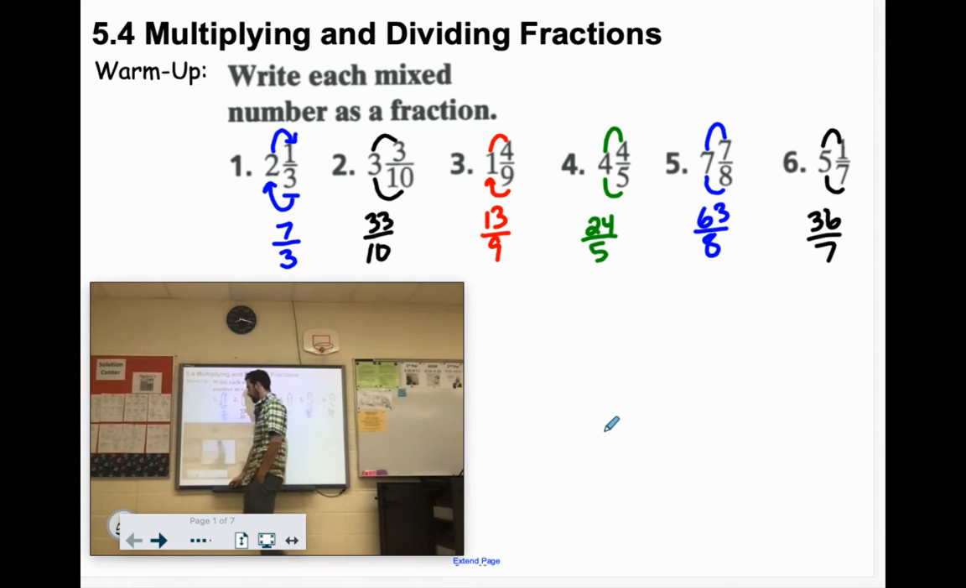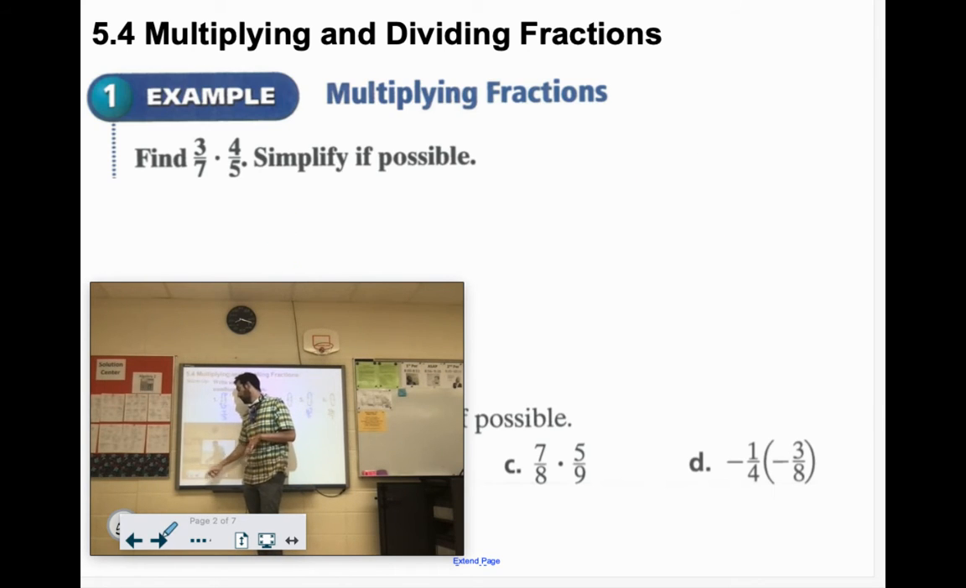So why are we practicing writing as improper fractions? Because today we're multiplying and dividing fractions. And in order to do that, you have to have them as improper fractions. Because we're going to be using reciprocals today. And you can't do a reciprocal with a mixed number.